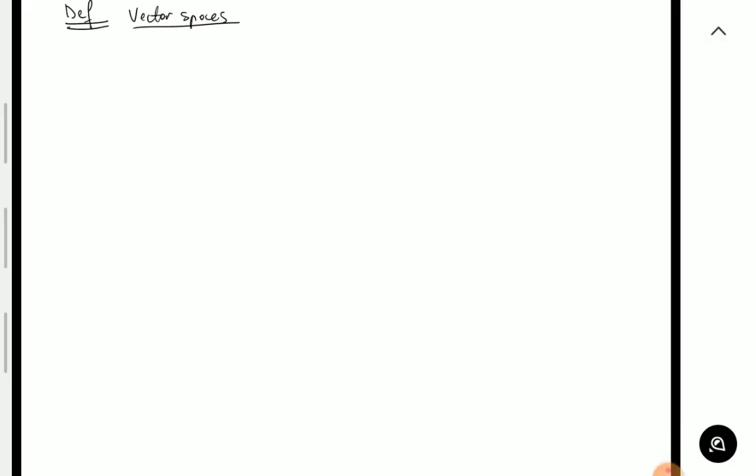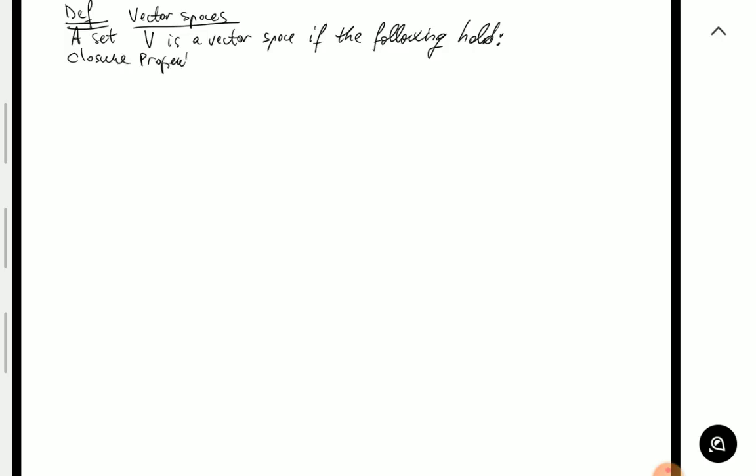Okay, so let's continue with our definition. So we say that a set V is a vector space if the following hold. We have in total actually 10 properties. You'll see that most of the time you don't have to check all of them to make sure that something is a vector space, and they are grouped into categories. So the first category are the so-called closure properties.